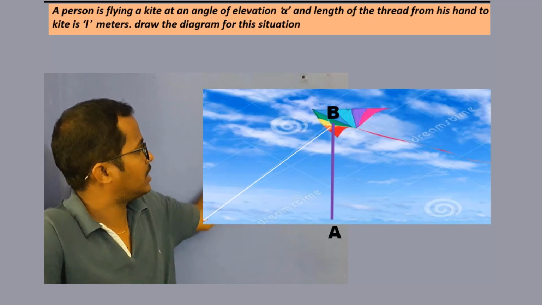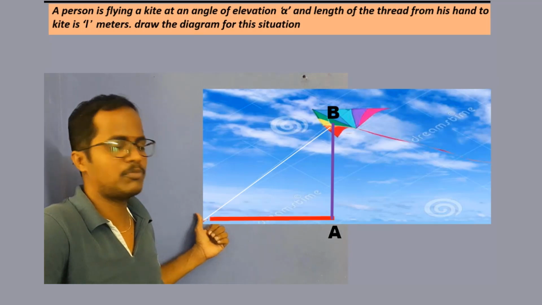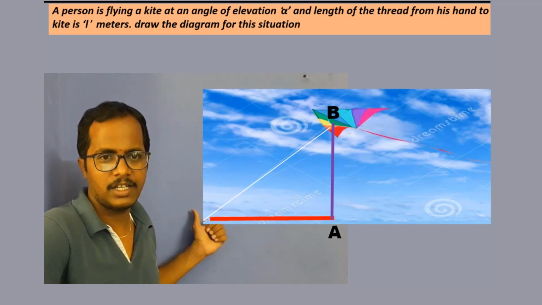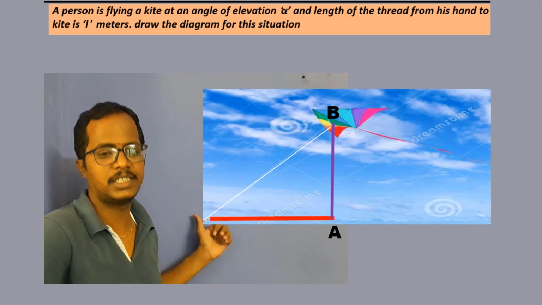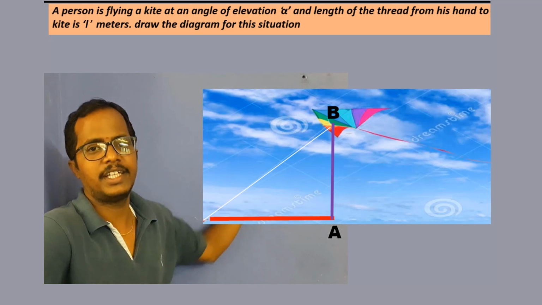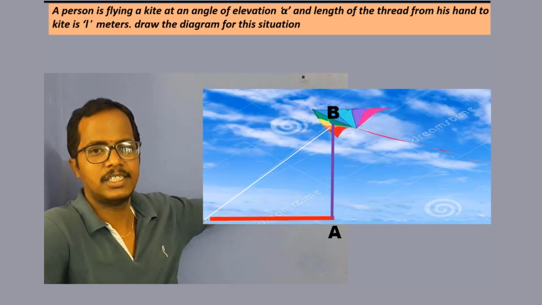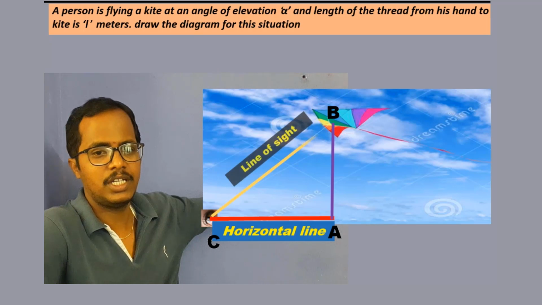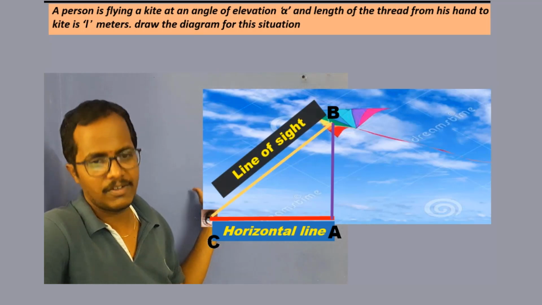Now AB represents the height of the kite from the ground. On the ground, at a certain position, there is an observer. Let us assume the observer's position on the ground is C, and from point C the observer is flying the kite. If we join the point C and the kite, the point B, we get the line of sight. Here the thread will become the line of sight.